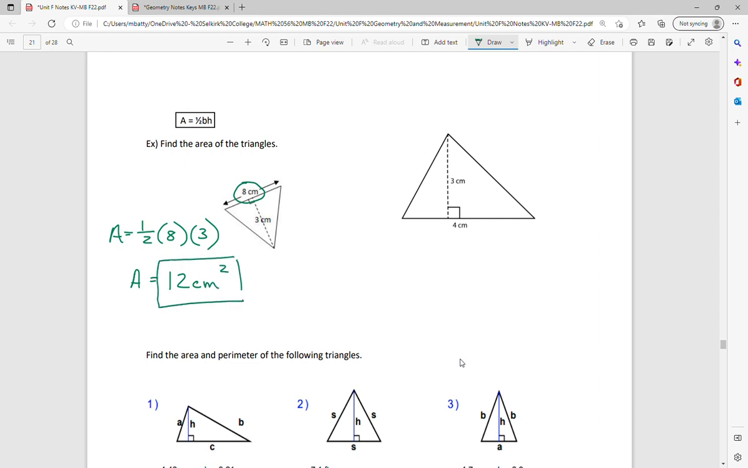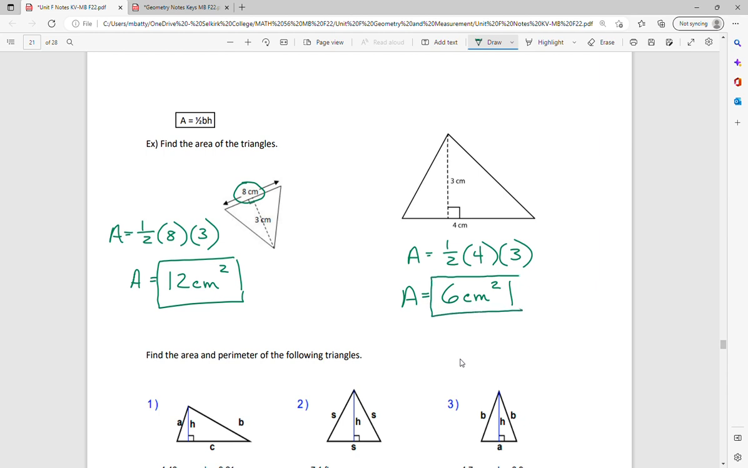Remember, don't slip on the units. The next one, again, area would be 1/2 of 4 times 3. You can do this either which way. You can put in 0.5 times 4 times 3, or you can take 4 times 3 and divide it by 2. You will get the same answer. It works out to 6 centimeters squared for your area.